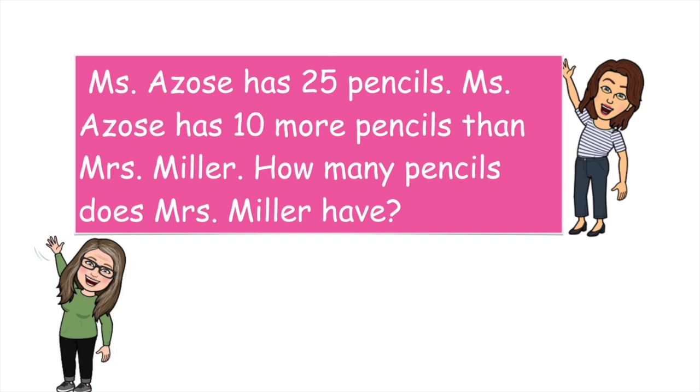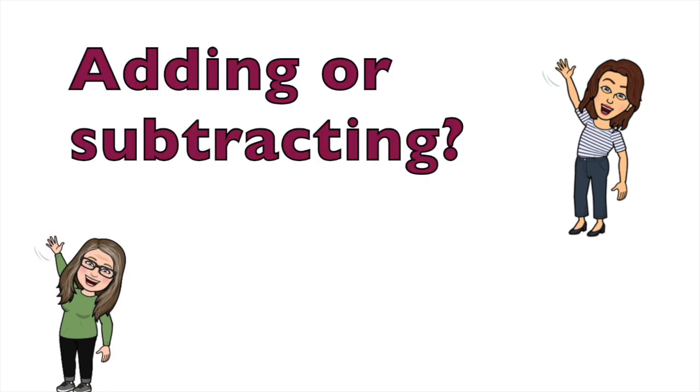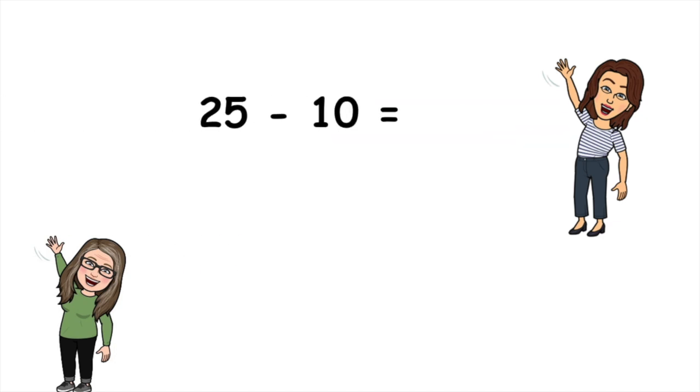Again, what important information do we know? We know that Miss Azos has 25 pencils. We also know that she has 10 more pencils than Miss Miller. So what should our equation be? If Miss Azos has 10 more pencils than Miss Miller, are we adding or subtracting? We are subtracting 10 from 25 because Miss Miller has 10 less pencils than Miss Azos. Therefore, our subtraction sentence would be 25 minus 10.